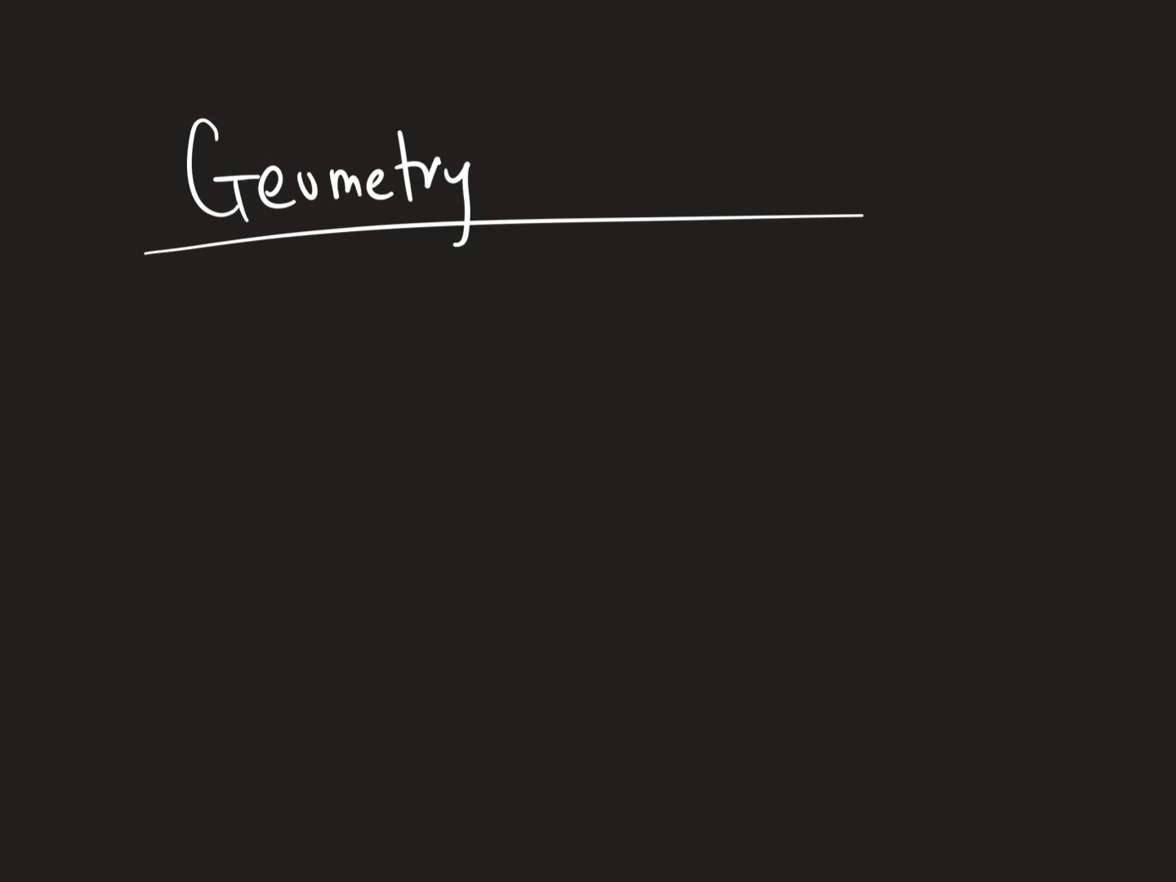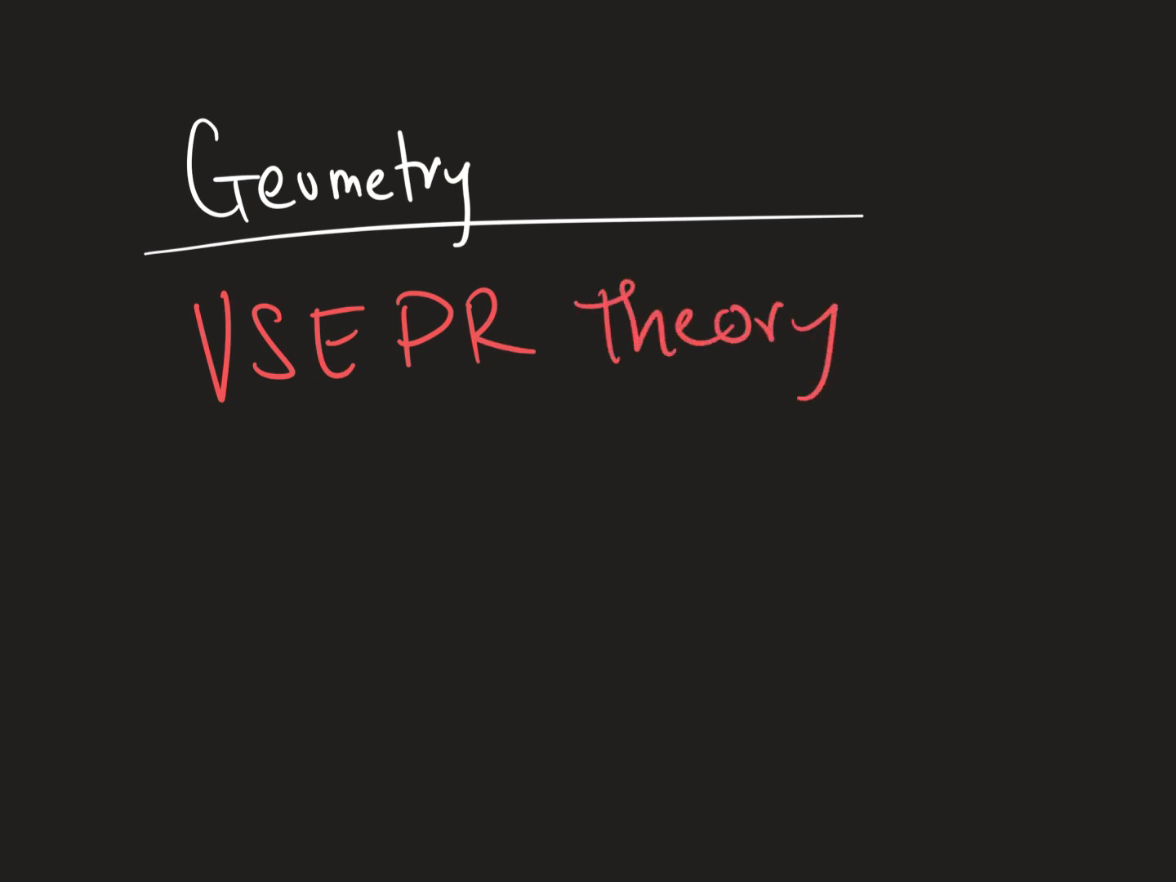All right. So VSEPR theory. This basically talks about why they are shaped the way that they are. The electrons repel each other. So V stands for valence. And S stands for shell.